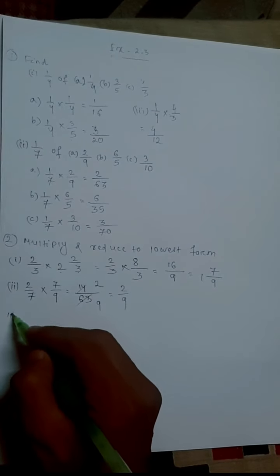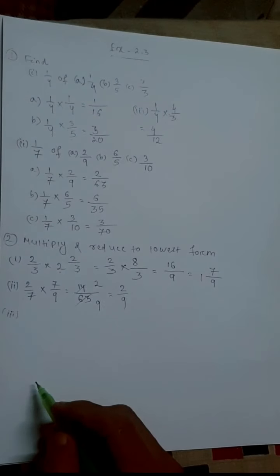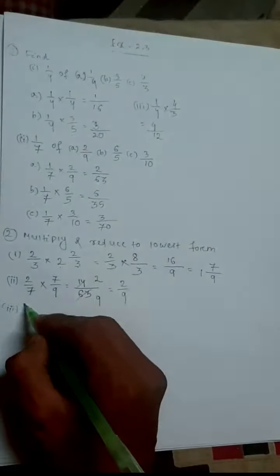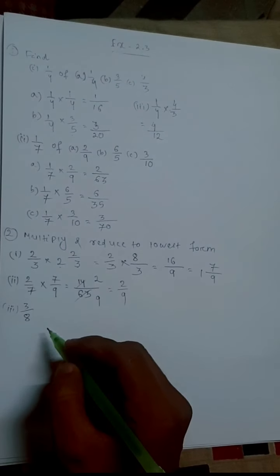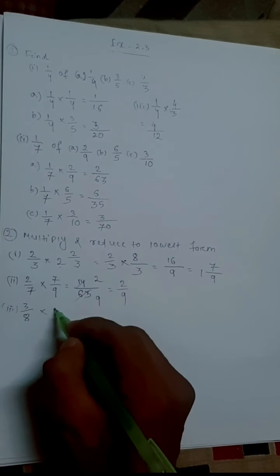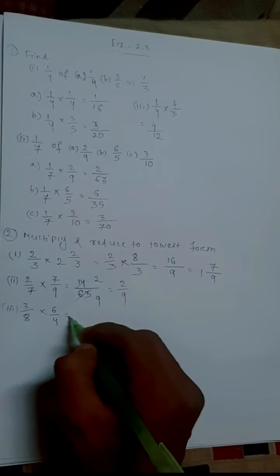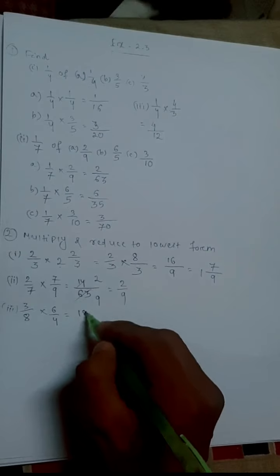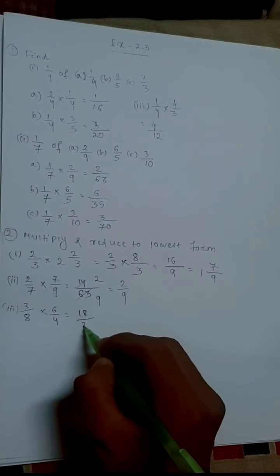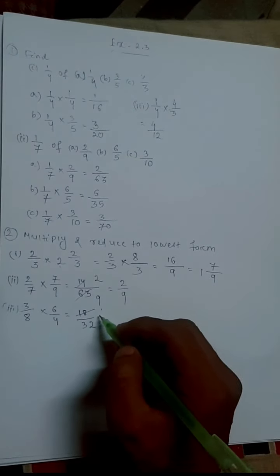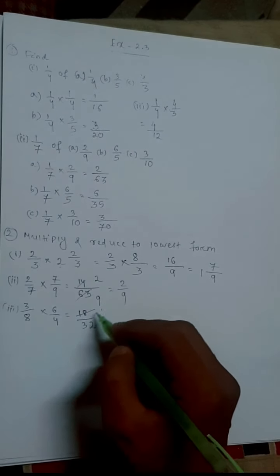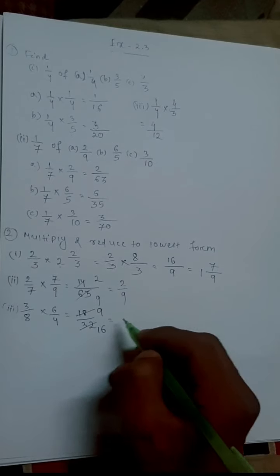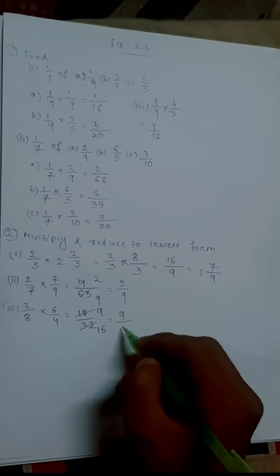Come to your third part. 3 upon 8 into 6 upon 4. Multiply both the numerators. 6 times 3 is 18 upon 32. Here both the numbers can be divisible by 2. 2 times 9 is 18, 2 times 16 is 32. So your answer is 9 upon 16.